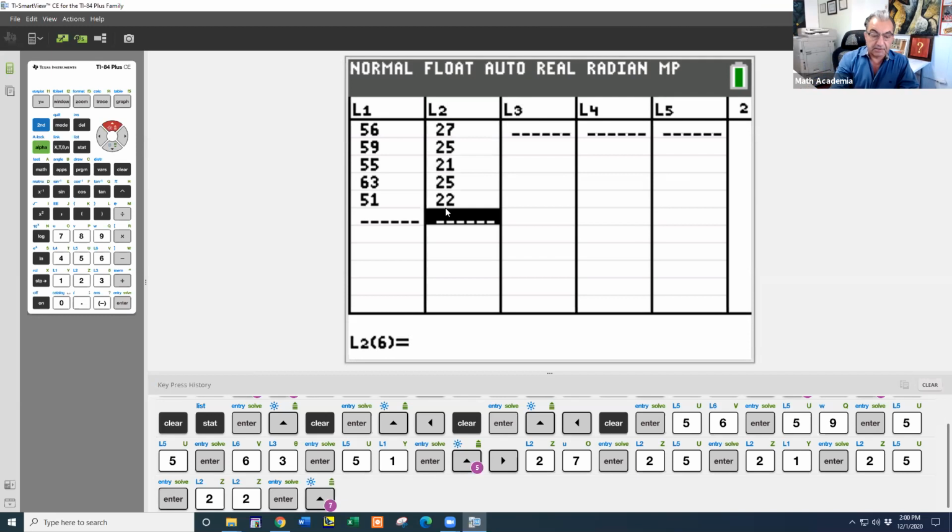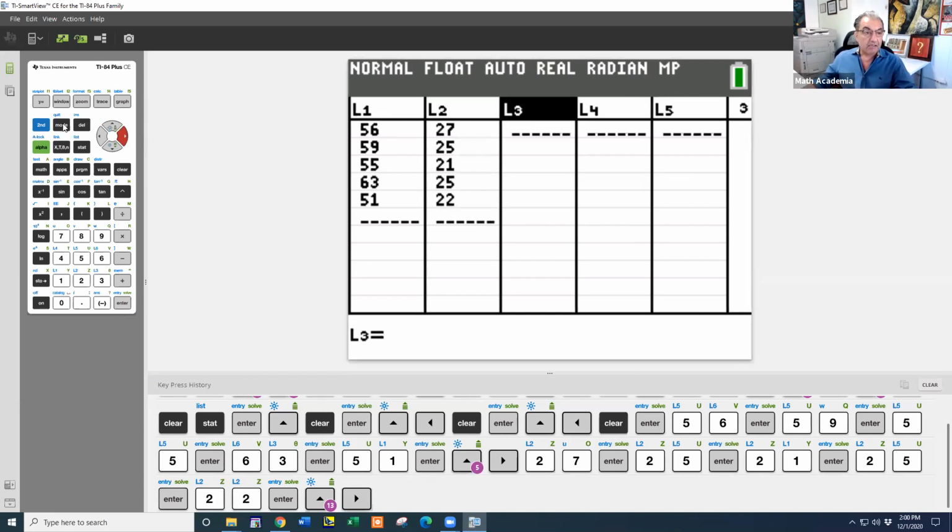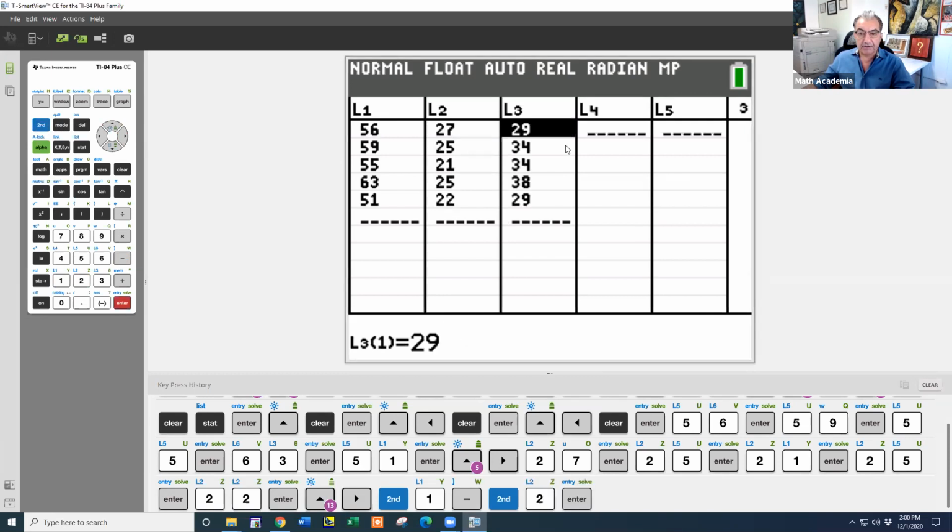Now, if you want to find the differences, there's a fast way of doing that by using the calculator. Go to L3, and for L3, just type in L1, that means second function 1, minus second function 2, which is L2, and just enter. So the calculator can calculate that.